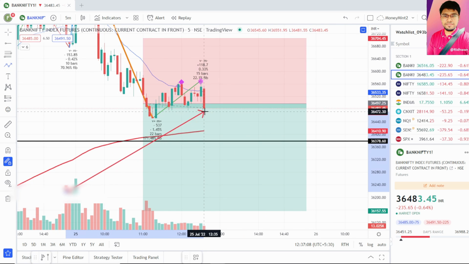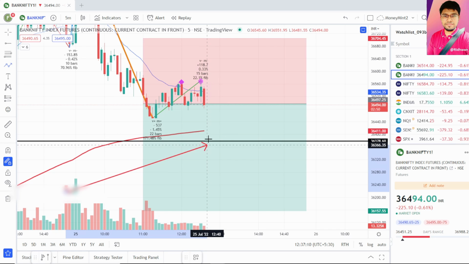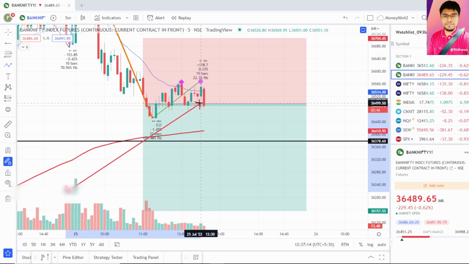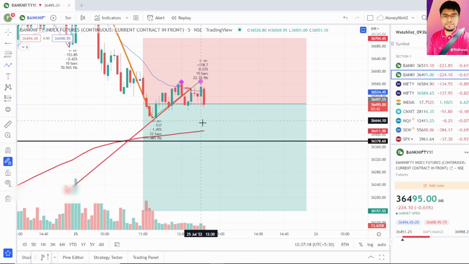The more it does that, it will just get magnetic to the black line, and I'm just waiting for it to happen. So let's see how fast it can happen, right? Let's see.